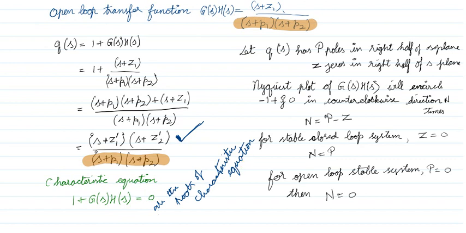What are the roots of the characteristic equation? They are these values, right? So what is this value? Z has zeros in the right half of the s plane, of q of s. So z should be 0. None of these values should be in the right side for the closed loop stability. So n equal to p.